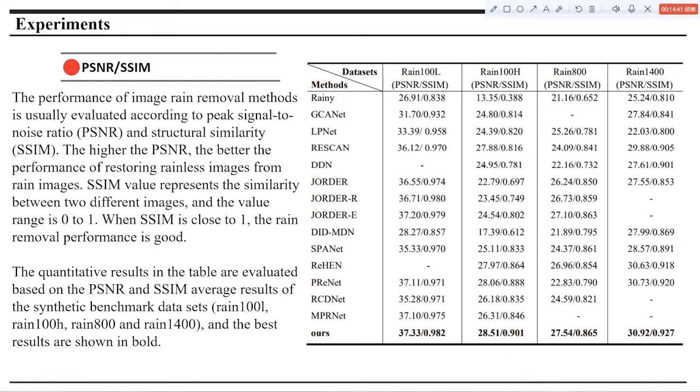The performance of image ring removal methods is usually evaluated according to peak signal to noise ratio (PSNR) and structural similarity (SSIM). The higher the PSNR, the better the performance of restoring ringless images from ring images. The SSIM value represents the similarity between two different images, and the value range is 0 to 1. When SSIM is close to 1, the ring removal performance is good. The quantitative results in the table are evaluated based on PSNR and SSIM, average results of the static and dynamic datasets, and the best results are shown in bold.